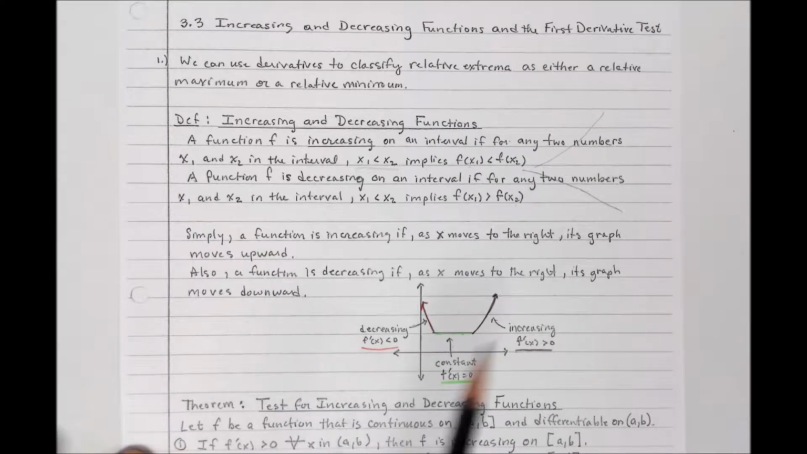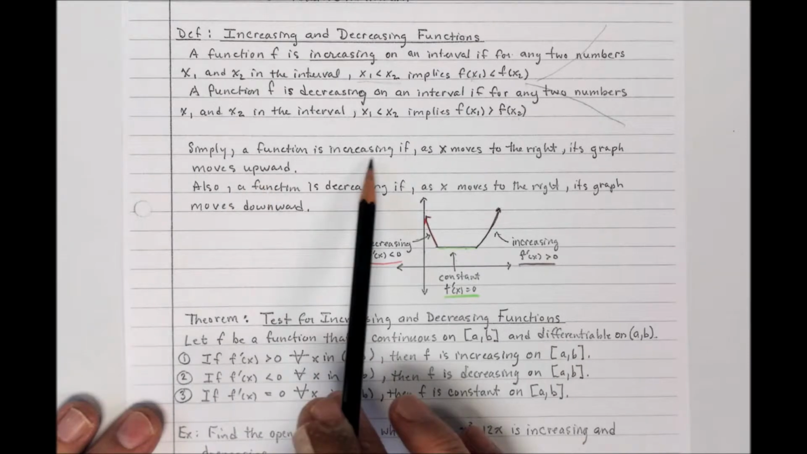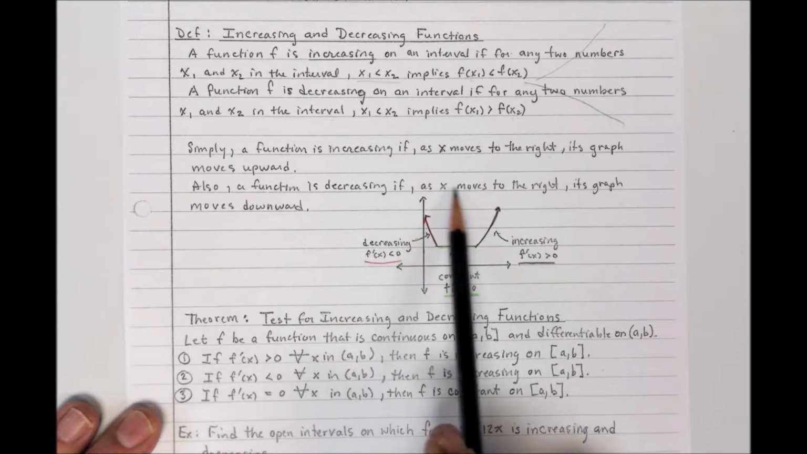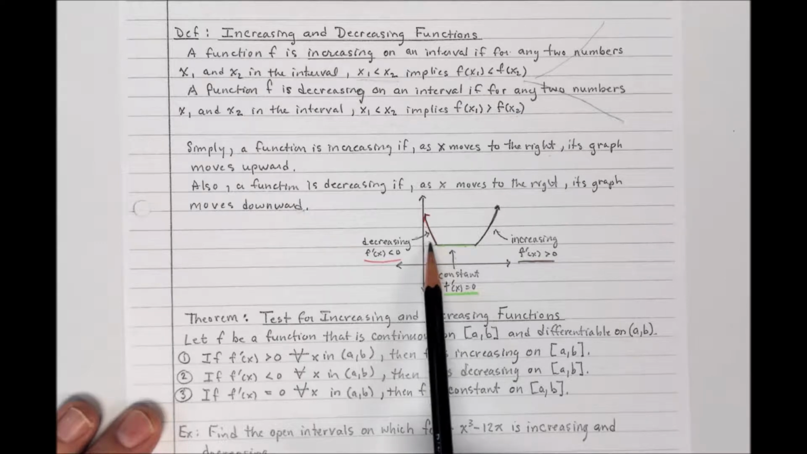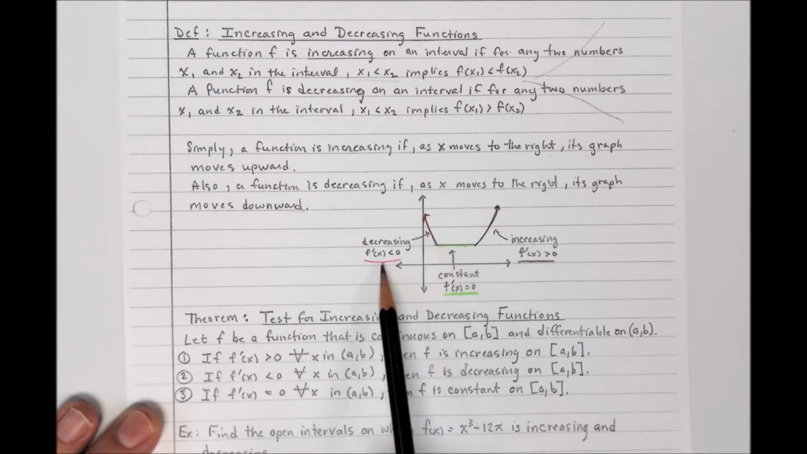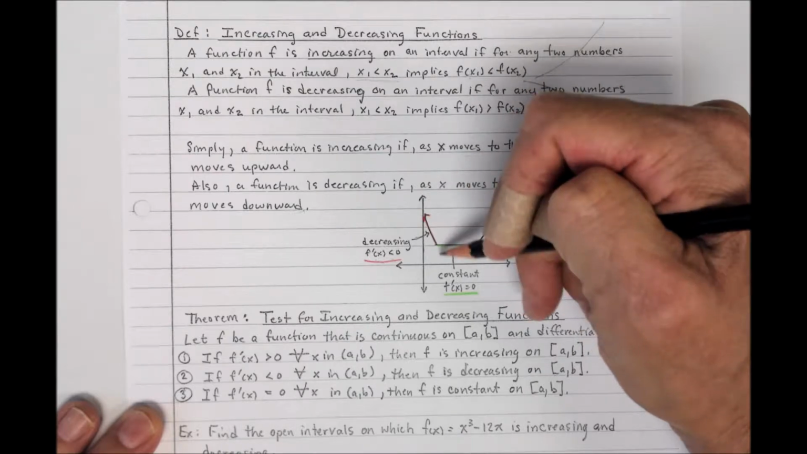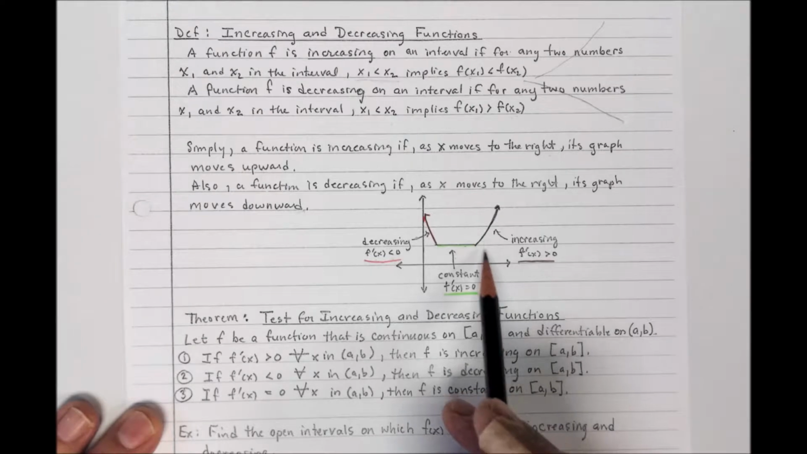Okay? So, to simplify it a little bit, a function is increasing if as x moves to the right, the graph moves upward, and a function is decreasing if as x moves to the right, the graph moves downward. In the red, I have it going downward. This is decreasing. f prime of x is less than 0. What does that mean? It means that the slopes of the tangent lines are negative. And if you try to draw a tangent line to this curve, you can see it's going to have negative slope.